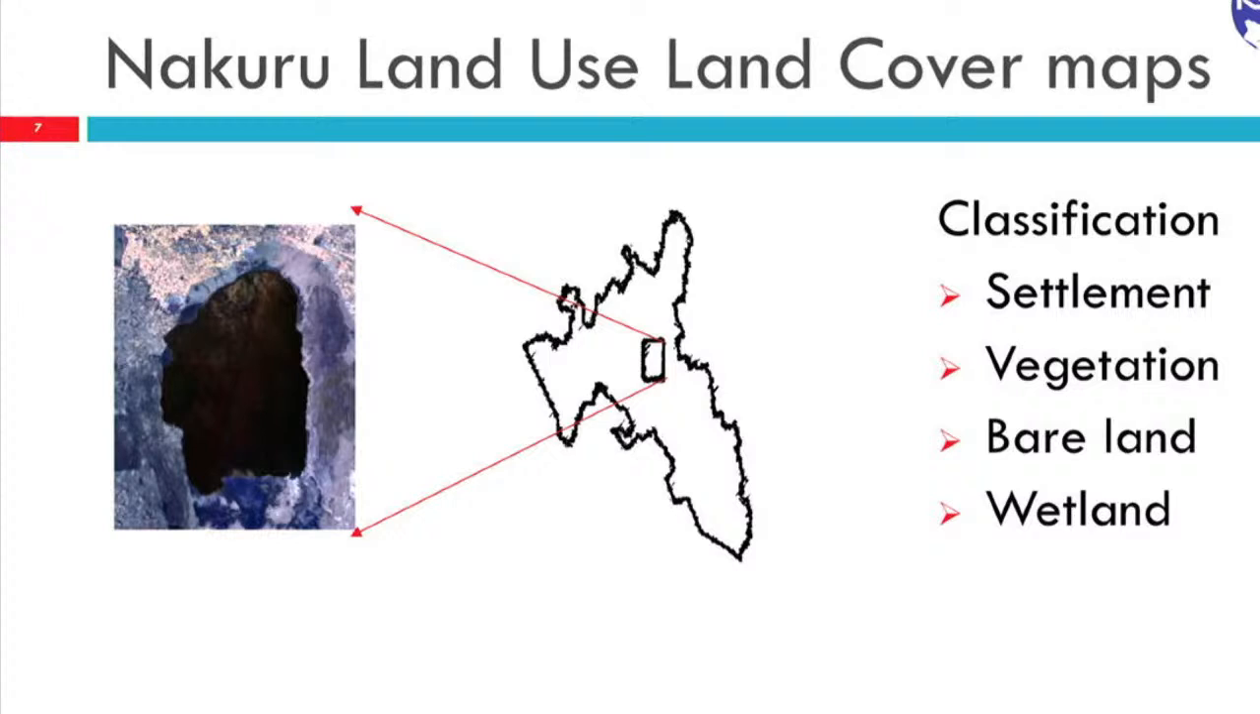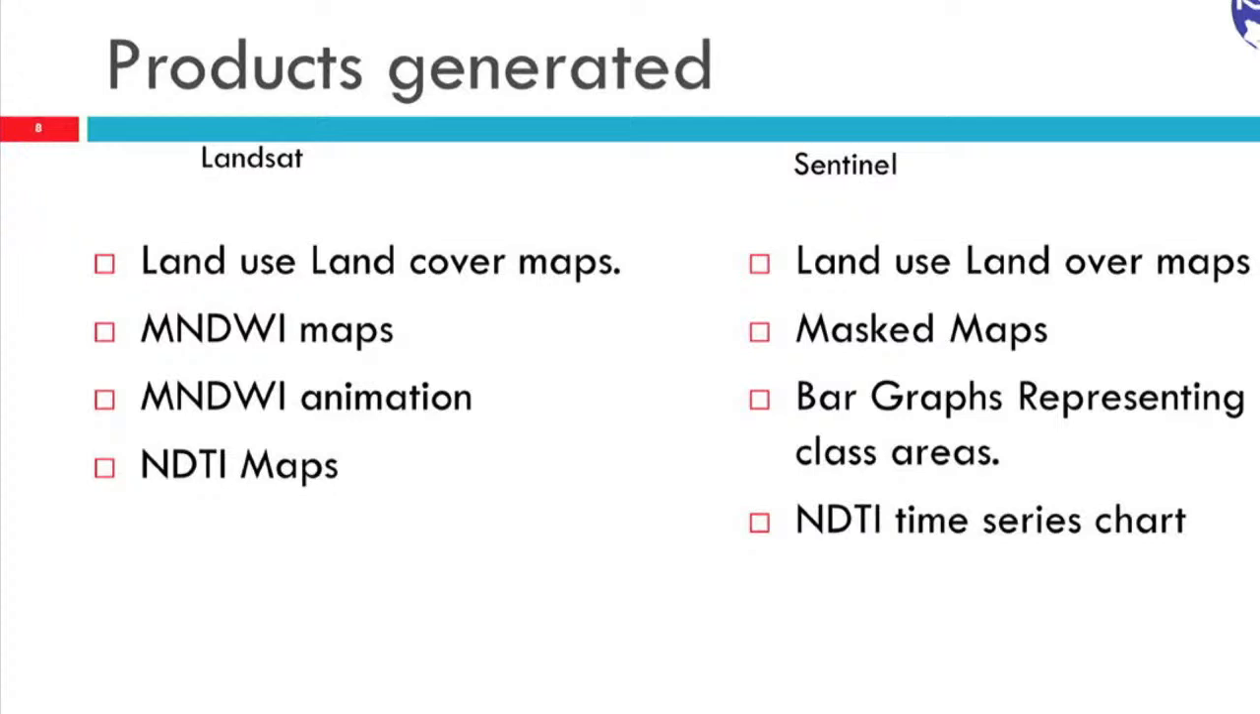So in our analysis, we chose Lake Nakuru as our area of interest to do some small activities so that we can show or present here. And in our classification list, we had settlement, vegetation, bareland, and wetland.